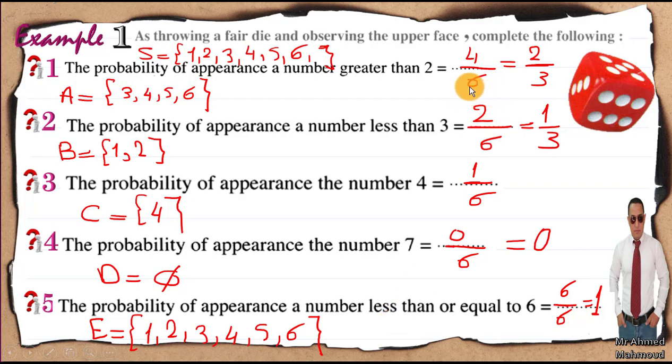A possible event may occur and may not. An impossible event is impossible to occur. A certain event has to occur. Now let's complete this question.